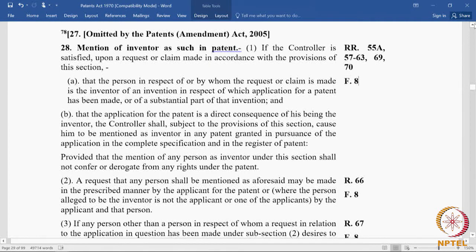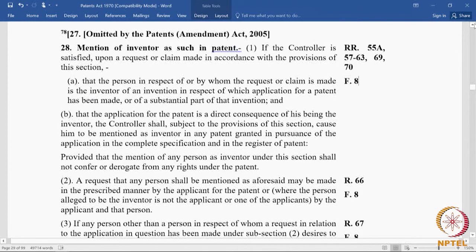So, there are cases where the inventor whose name is mentioned may be an employee of an organization or a company. He may be a scientist working in a laboratory or a research organization. In all those cases, the invention has to bear the name of the inventor. The inventor's name has to be mentioned. There is no other way than mentioning the inventor's name.